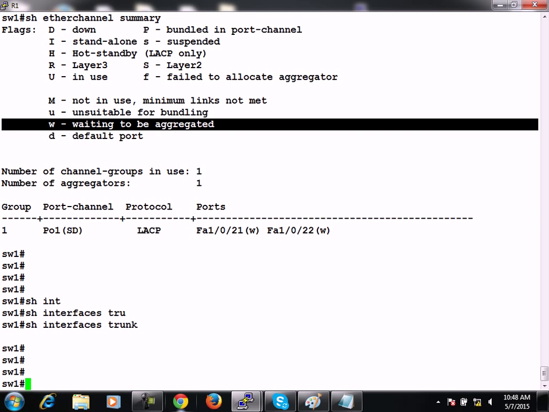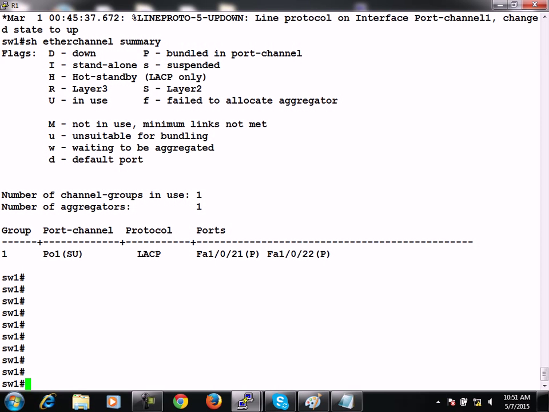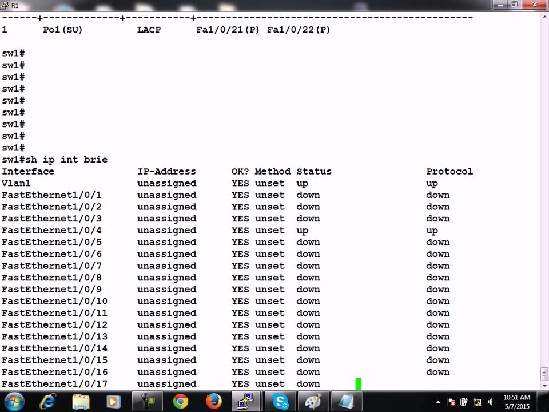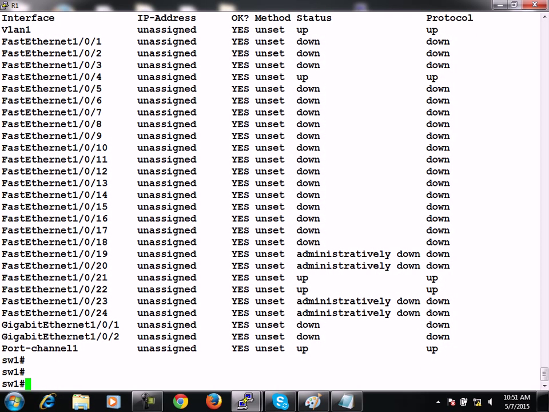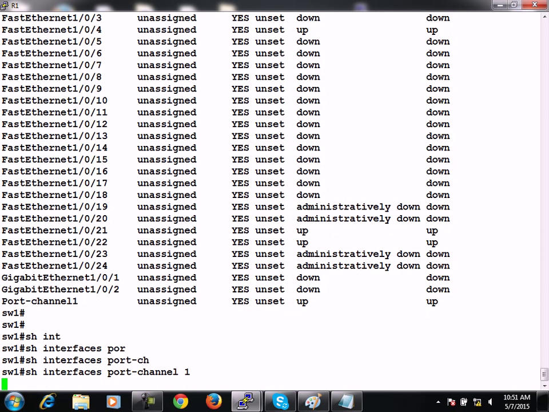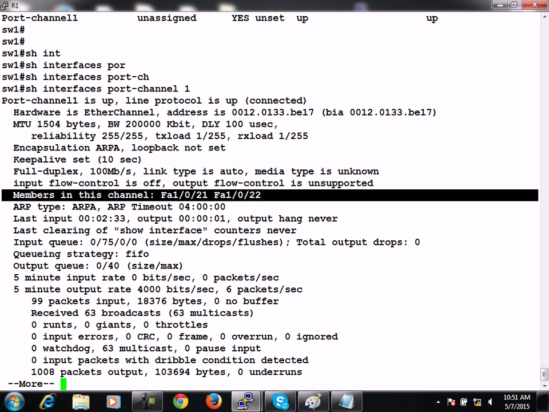Okay. So this time you can see that LACP has bundled these two physical links, right? And the port channel has also come up. You see, show IP interface brief here, and the port channel is there, right? And show interface port channel 1, and you can see that the members in this channel are 21 and 22, right?